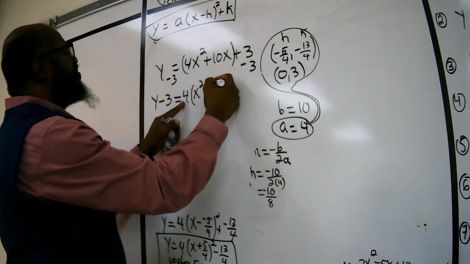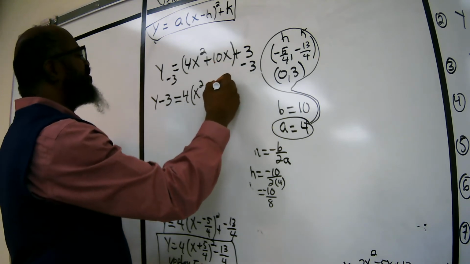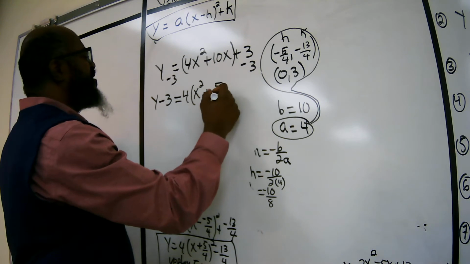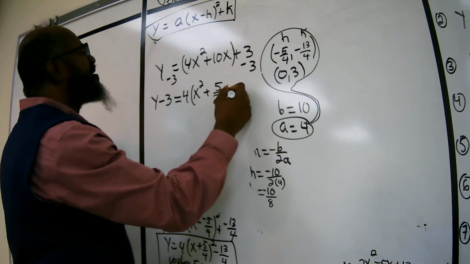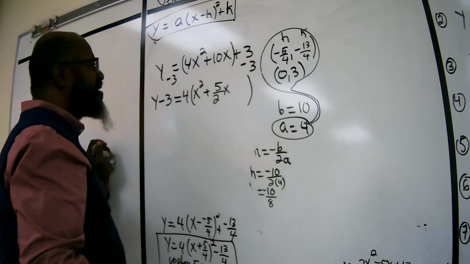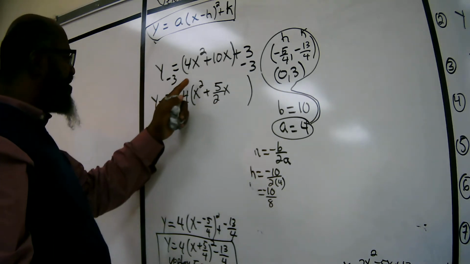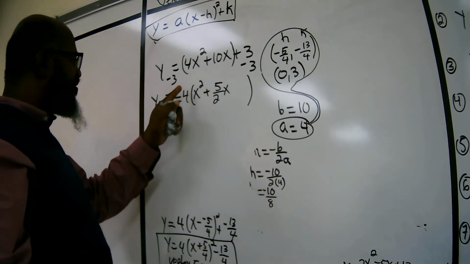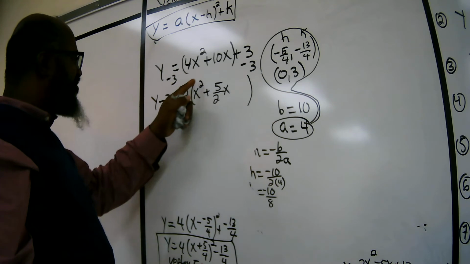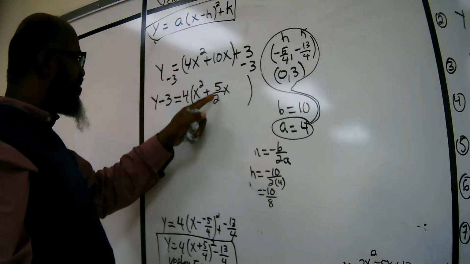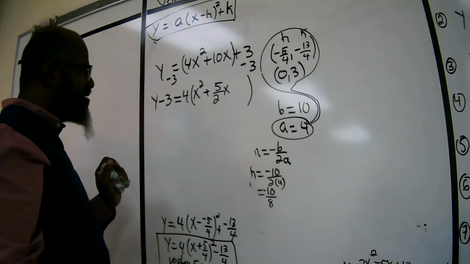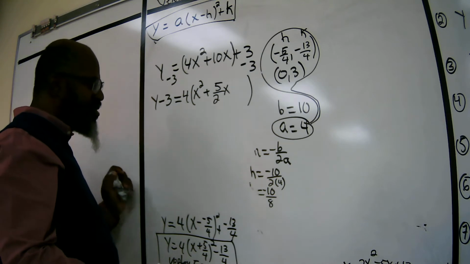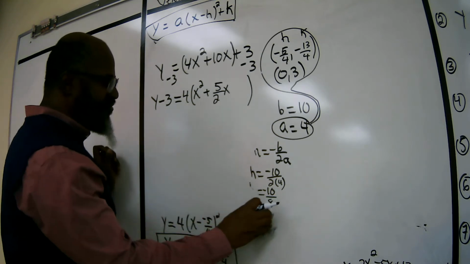For the 10x, that will be 5 over 2. That will give you 5 over 2 x. Then you'll have to complete this square. So if I distribute, this will give me 4x squared. 4 times 5 is 20, 20 divided by 2 will be my 10x. So this is checked. This is where the game is going to get spicy, when it's a fraction.